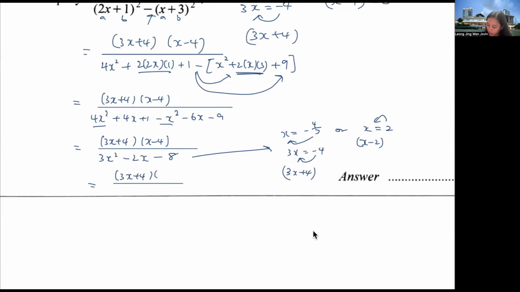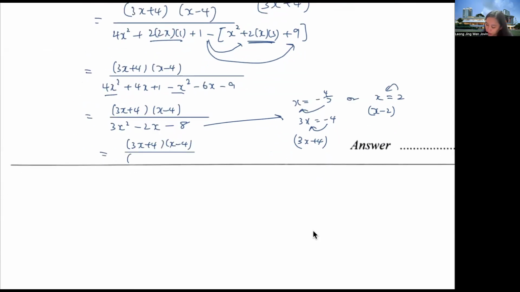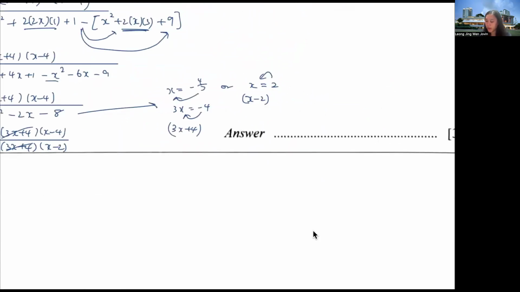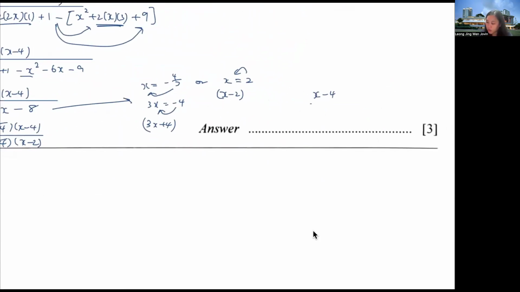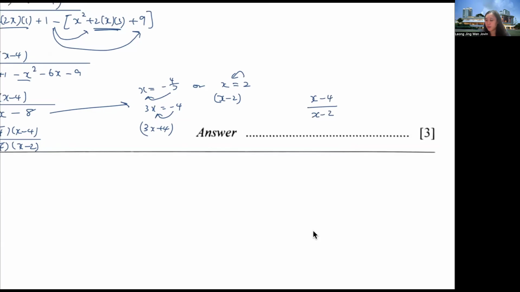So 3x plus 4, x minus 4, the numerator doesn't change. The only thing I'm changing now is the denominator. So now the denominator becomes 3x plus 4 and x minus 2. Can you see something? 3x plus 4 and 3x plus 4 is common, right? If it's common, I will cancel. Cancel them very easily. Final answer would just be x minus 4 over x minus 2. That's all.